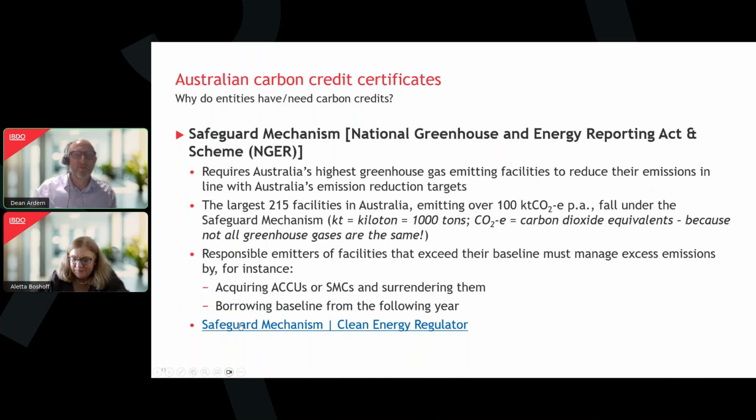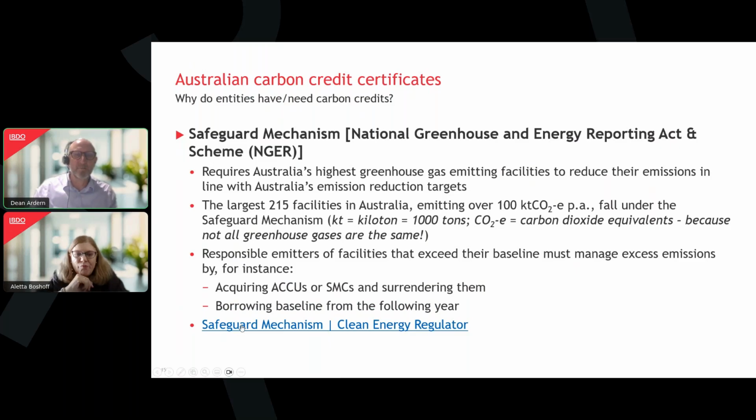Now this is generally known as the ENGA scheme. So generally you'd find that when people refer to it, you hear them refer to it as that. It requires Australia's highest greenhouse gas emitting facilities to reduce their emissions in line with Australia's emission reduction targets. So it's really focused on facilities, not necessarily entities. I've estimated there the largest 215 facilities. I'm not sure if that number is absolutely correct, but it's in that vicinity.